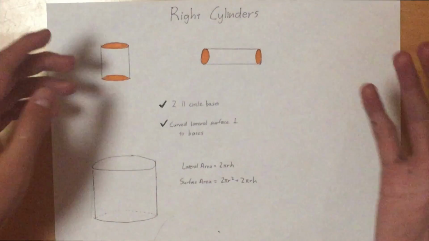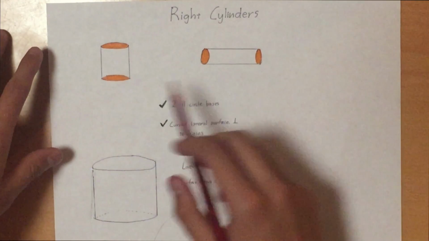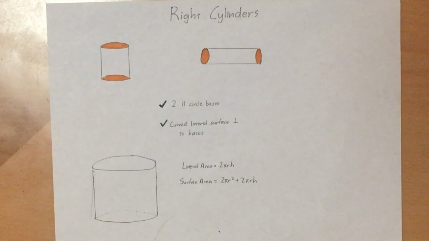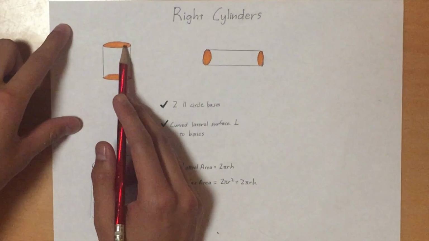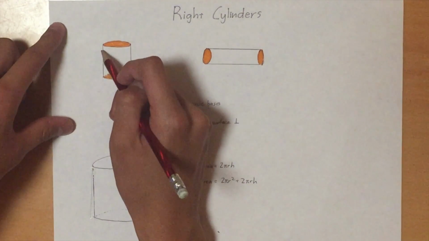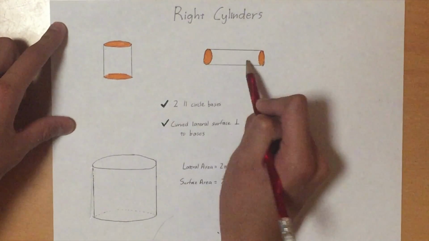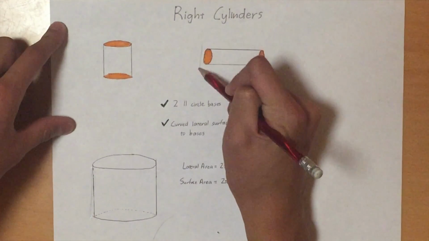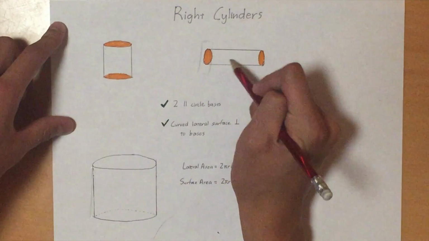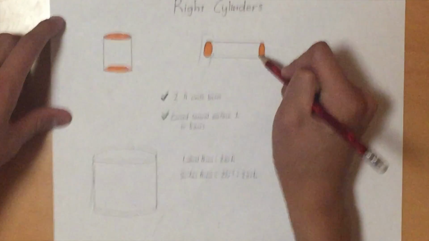Right cylinders, like right prisms, have two parallel congruent circle bases. So their bases are circles instead of polygons. Right cylinders, like right prisms, also have a lateral surface that's perpendicular to the bases. So right here, for example, I've colored the bases orange, and this white area right here is the lateral area, and it would be perpendicular to the base. And over here as well, let's say that this is the plane that contains the base, then this lateral area would be perpendicular to that base, and to this base as well.